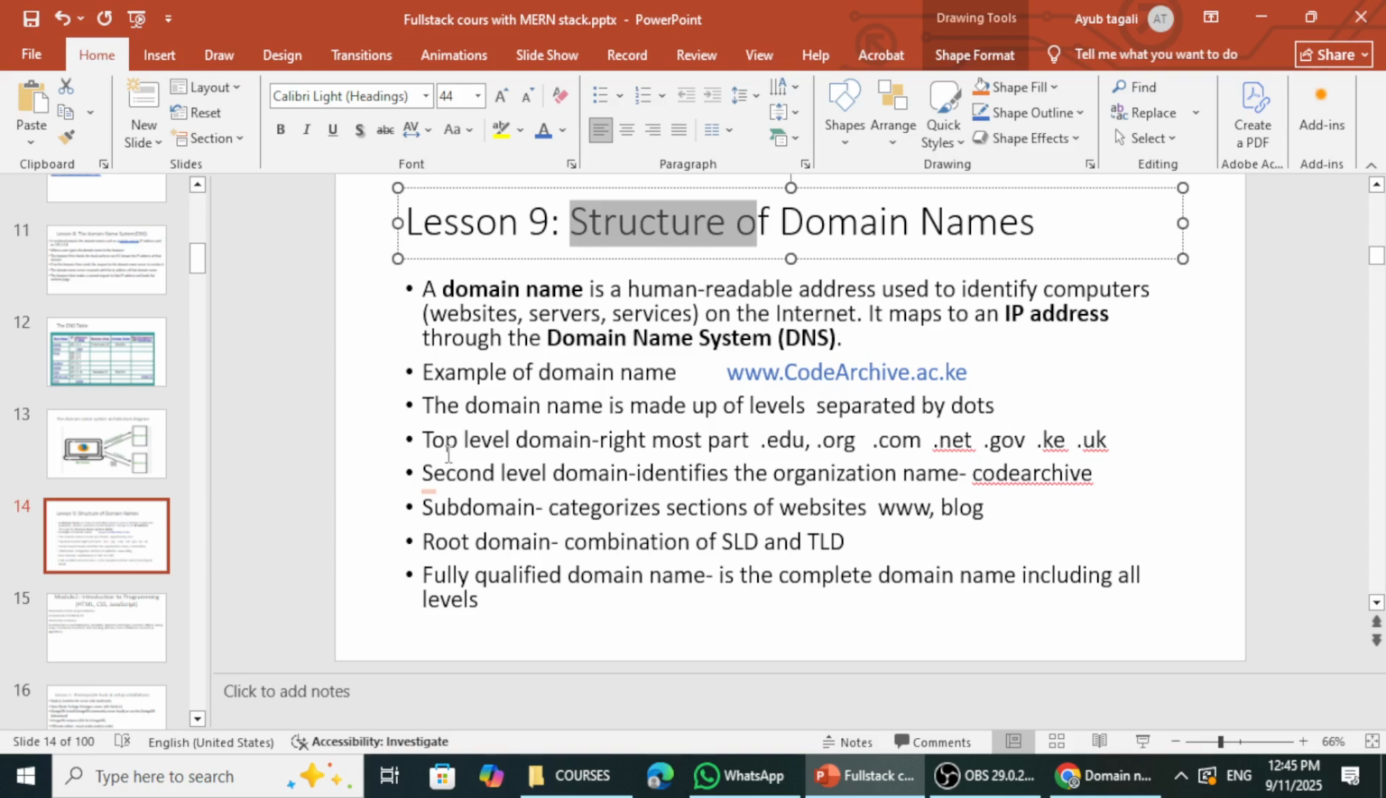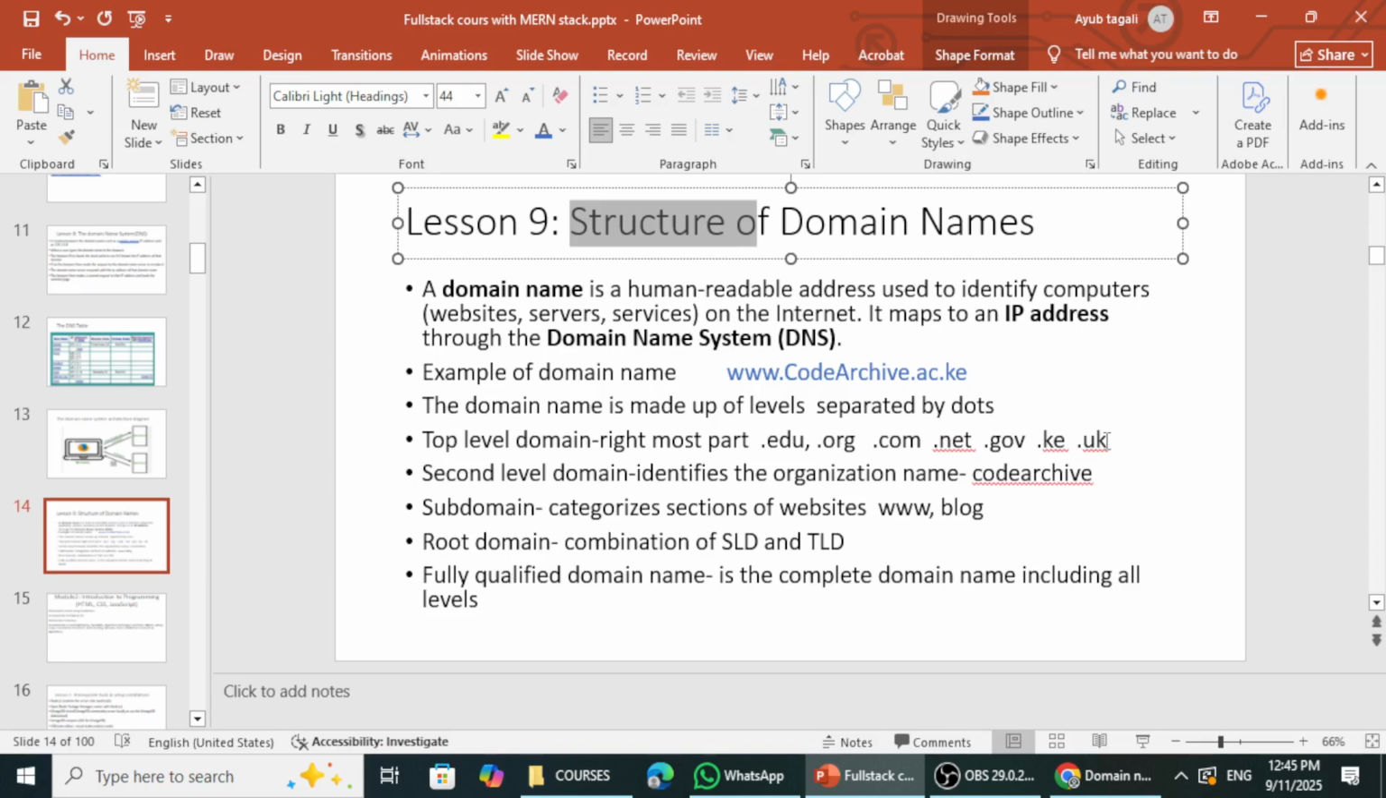The first part is the top level domain. The top level domain is the rightmost part of the domain, and it looks like this. It could be .edu, .org, .com, .net, .gov, .ke, .uk. The top level domain could identify the type of organization, whether it is a commercial organization, a non-governmental organization, or a government organization, and also the country where that organization is.